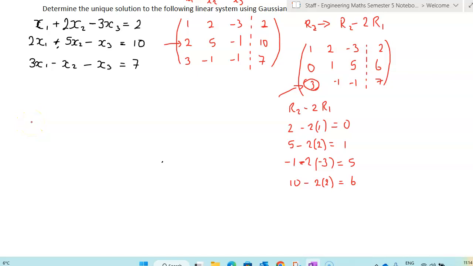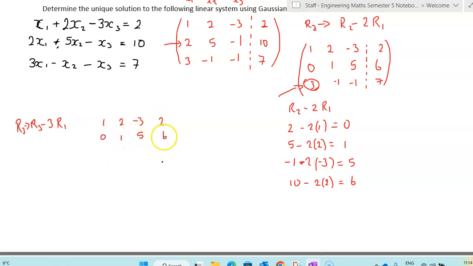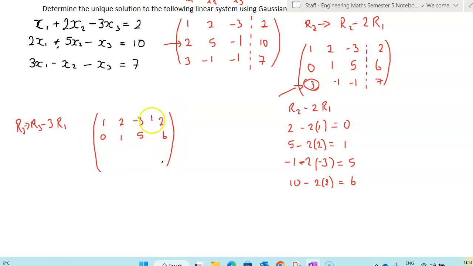So the next stage is going to be row 3 minus 3 row 1. And that's what row 3 is going to become. So we can write row 1 and row 2 together. That's okay. 1, 2, minus 3 and 2, and 0, 1, 5 and 6. And it's the third row now that has to be sorted out. So it's going to be row 3 minus 3 row 2. Or sorry, row 3 minus 3 row 1.